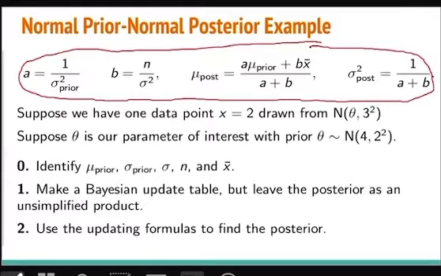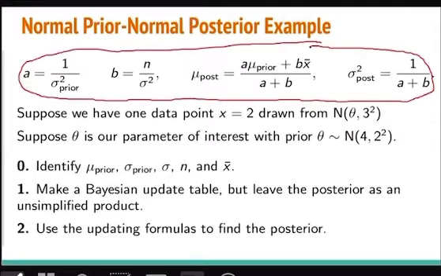Where is the sigma squared coming from? That is the likelihood variance. Then look at the posterior variance. Posterior variance is 1 over A plus B. This is very important. Does that make sense to you now? You need to write this down. This is a formula, because the probability that I'm going to set this in the final is 1. You need to write this down.